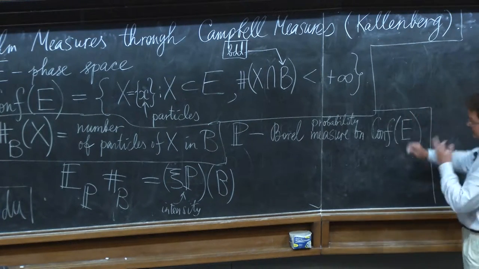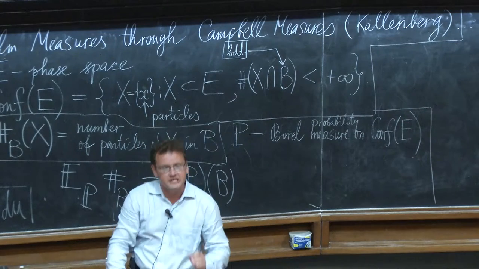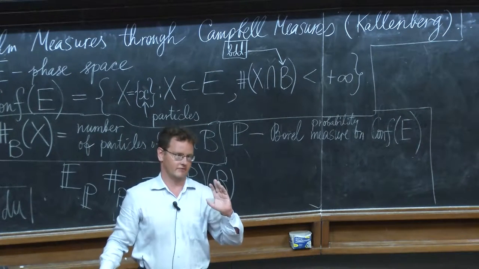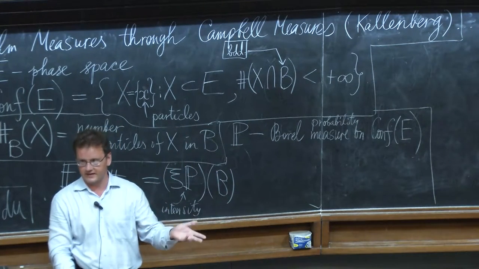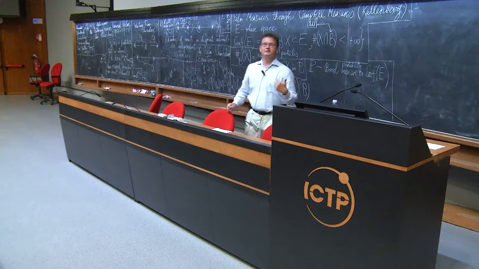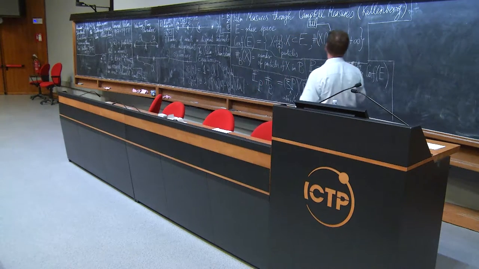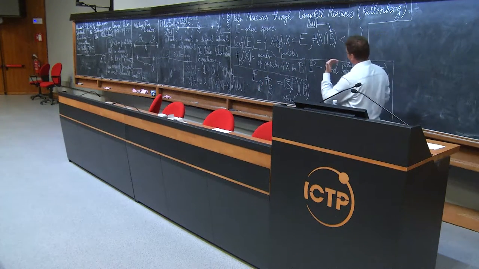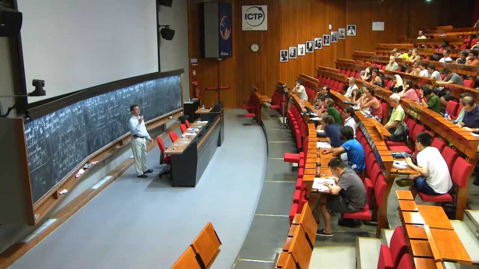So then the Campbell measure. A configuration is an unordered collection of particles. For a finite collection of particles, this is immaterial. One can order them in any way one likes. For an infinite collection of particles, this is important. It is not possible to choose a particle out of a configuration in any nice way. So, in fact, the construction of the Campbell measure is the construction of a natural lift of my measure to these marked configurations, to configurations with a marked point.